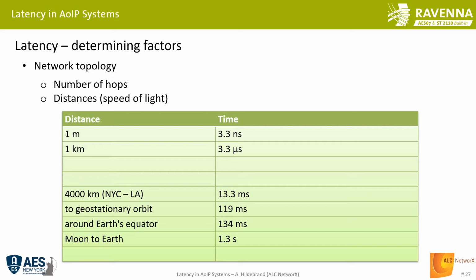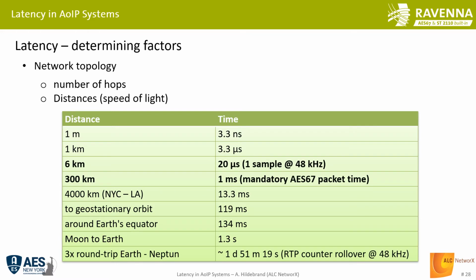And there, of course, are more factors in between as well. So we can't neglect the speed of light in certain applications. Again, fun fact: 1 millisecond, the mandatory AES67 packet time, is just the same as 300 kilometers of transport. So I don't know exactly, Washington, New York, is that about 300 kilometers? It's a bit more, I don't know. So again, every 300 kilometers, there's another AES67 packet time of latency involved.